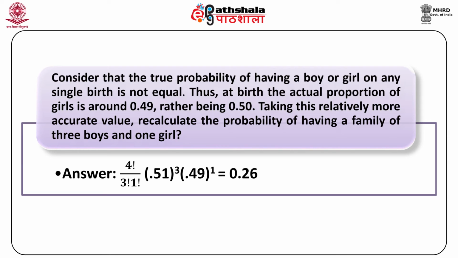So, again using the binomial formula, n factorial divided by s factorial multiplied by t factorial, which in whole is further multiplied by p raised to the power s and q raised to the power t. By putting in the values in the formula, we have 4 factorial divided by 3 factorial multiplied by 1 factorial, which in whole is further multiplied by 0.51 to the power 3 and 0.49 to the power of 1, which is equivalent to 0.26.